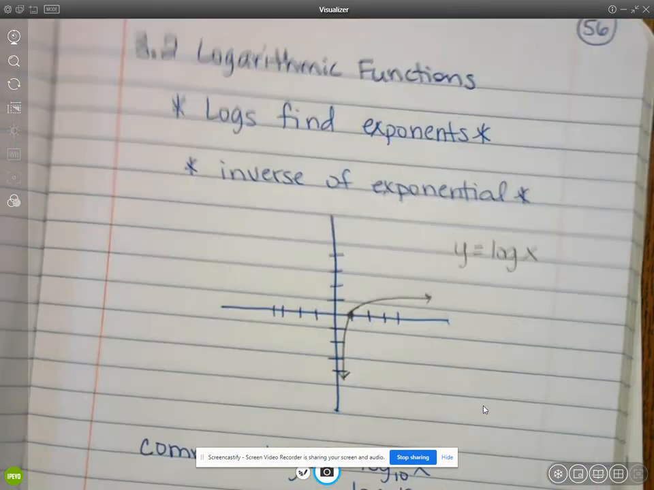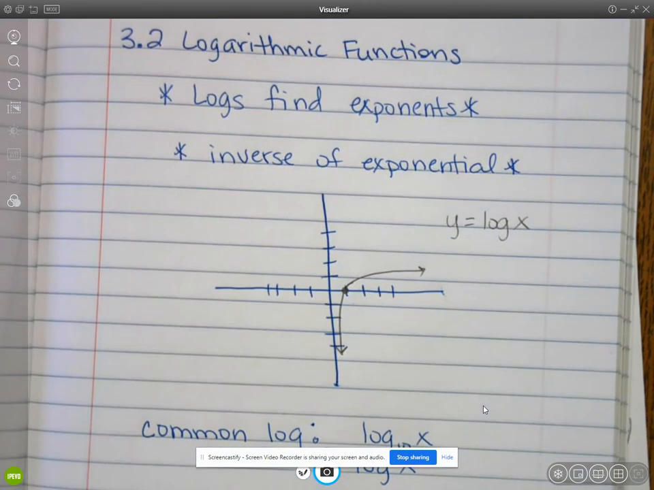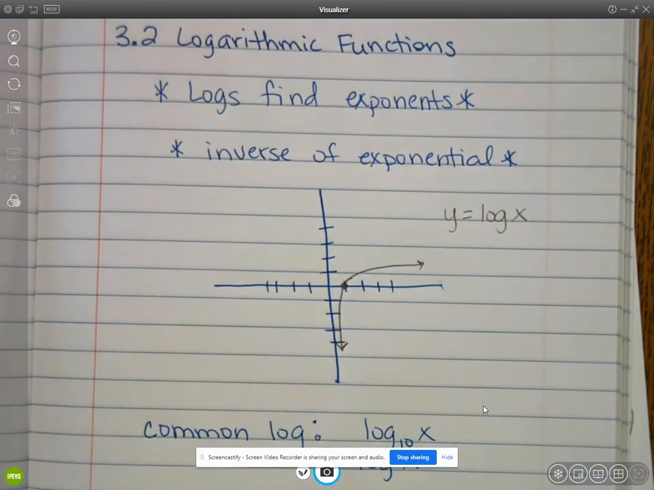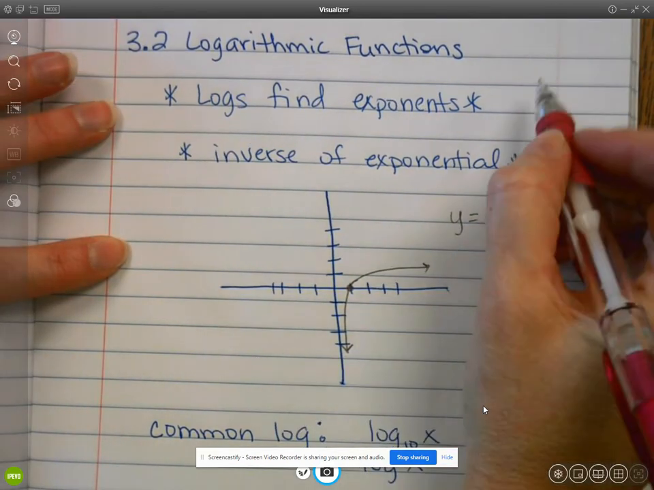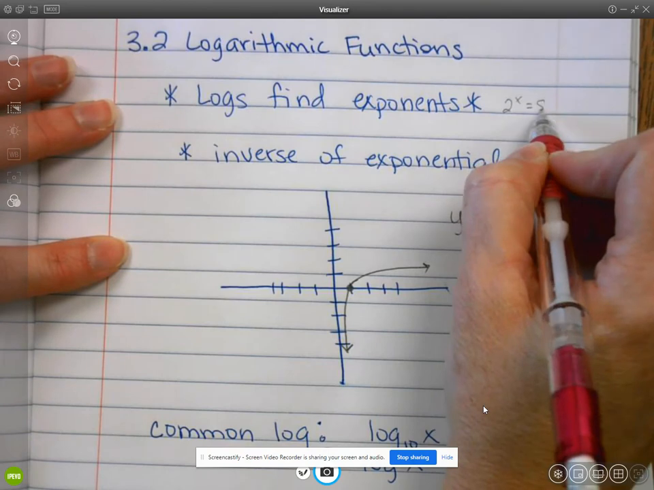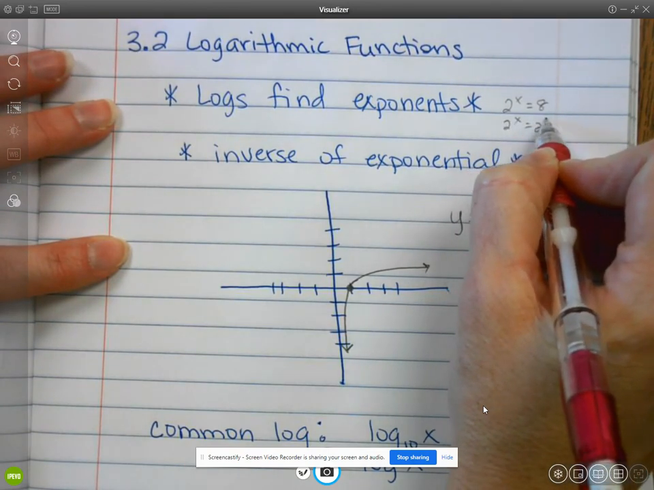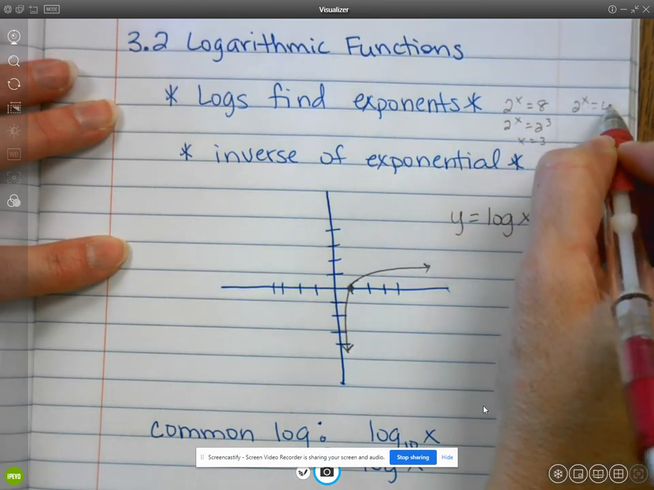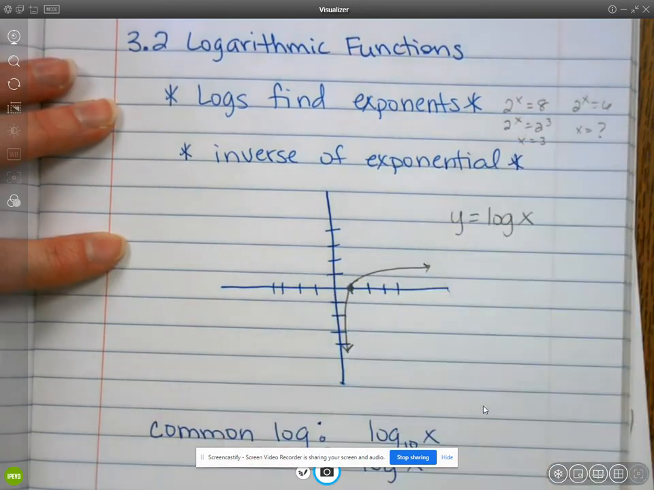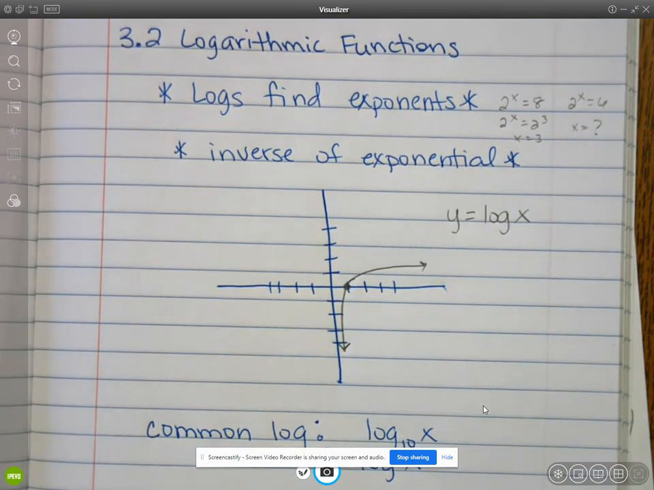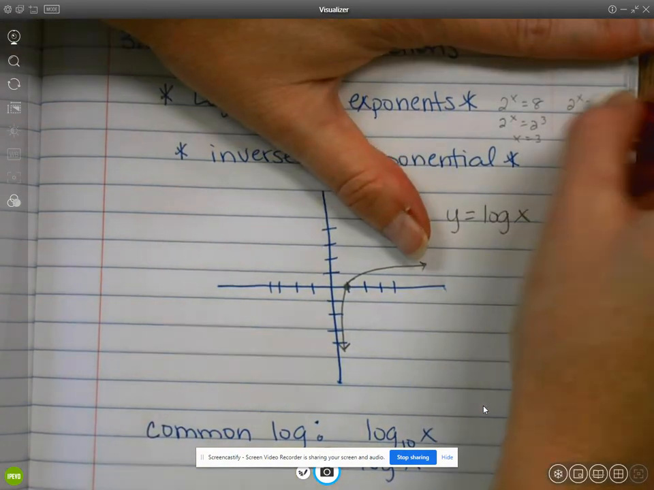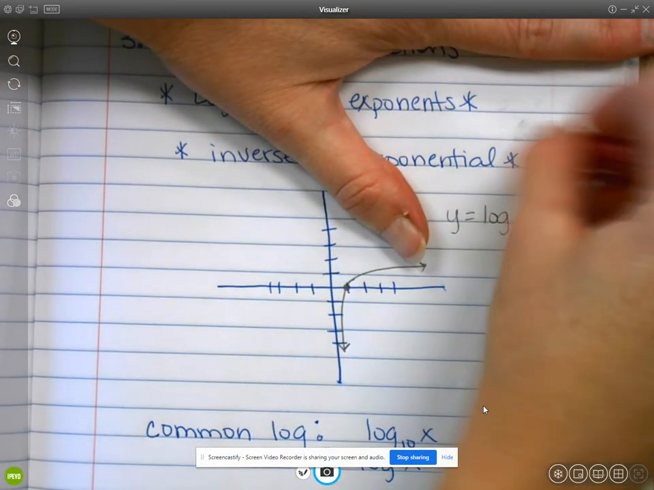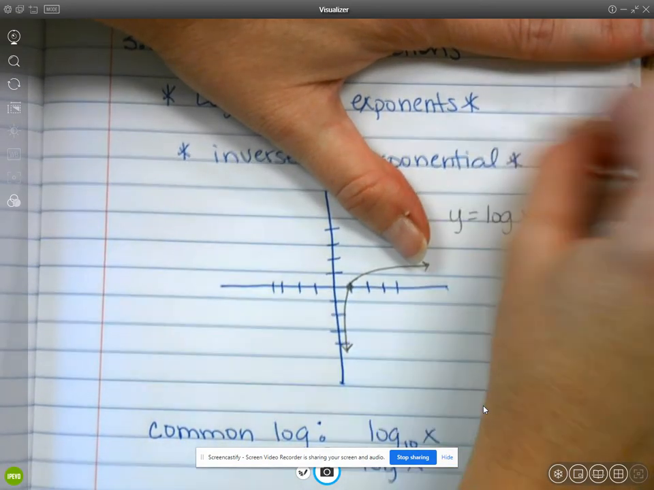All right, so section 3.2 is on logarithmic functions. The first thing you need to know is that logs were created to find exponents. If I have something like 2 to the x is equal to 8, like we did yesterday, we can rewrite those with the same bases and figure out the answer. But if I have something like 2 to the x equals 6, I can't do that without a log. We'll learn tomorrow how to handle the ones that we can't just figure out. For today, we're still basically doing the same thing we were yesterday. They're just going to give it to us in log form to start with.